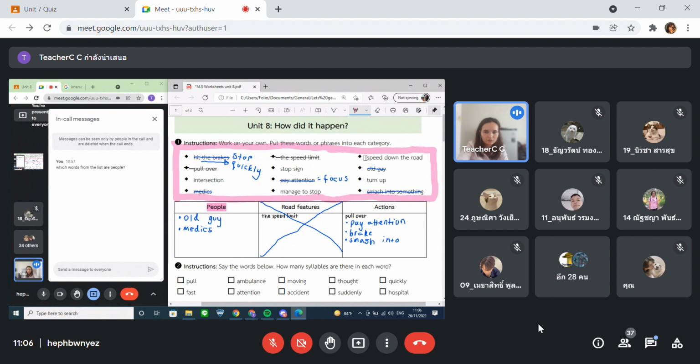If I highlight the ones left, is speed down the road an action? Is turn up an action? Stop sign, is that an action? Manage to stop and intersection. These are the ones that we have left. Which one of them are actions? What do you think?